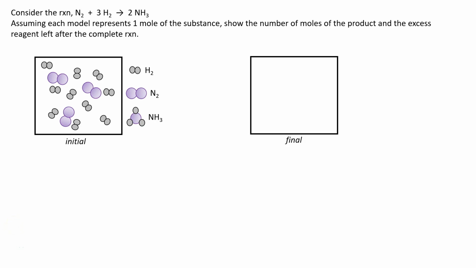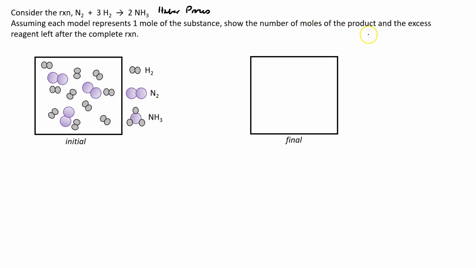Hi everyone. We're going to do a couple more limiting reactant problems in this video. In this problem, they gave us a balanced chemical equation, and you may remember this as the Haber process. Then they gave us this picture, and they're saying that each model represents 1 mole of the substance. So this is 1 mole of hydrogen. This is 1 mole of nitrogen, N2. And this would be 1 mole of product, NH3 or ammonia.